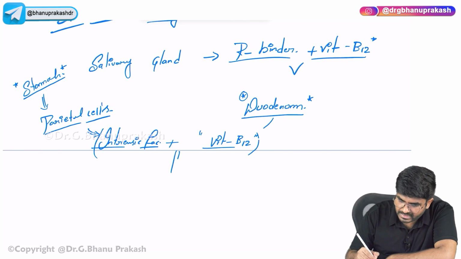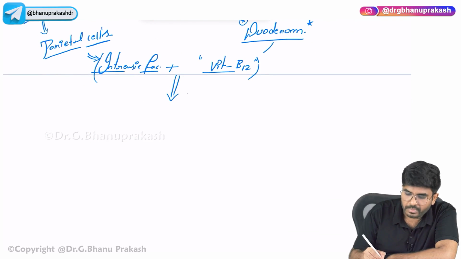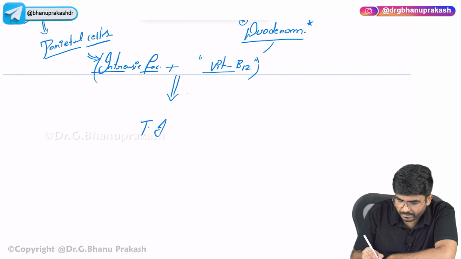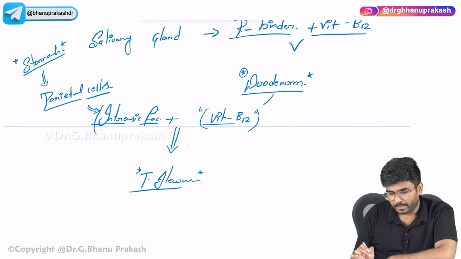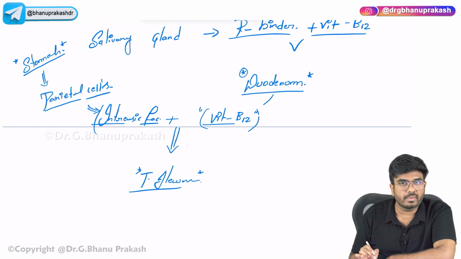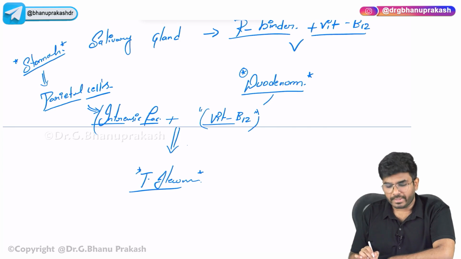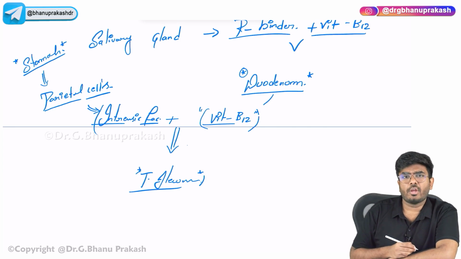Now this B12 intrinsic factor complex is going to be absorbed in the terminal ileum. Only vitamin B12 is absorbed in the presence of intrinsic factor. Without intrinsic factor, vitamin B12 absorption is not going to happen. So this is normal physiology.